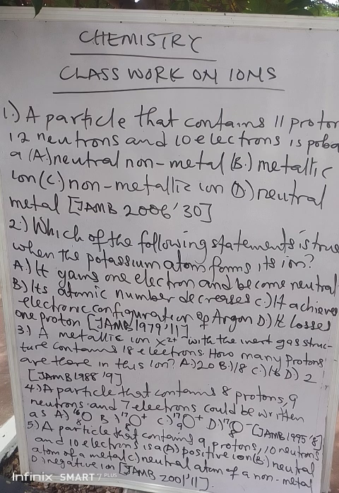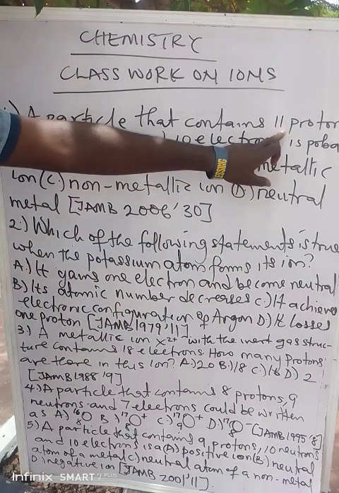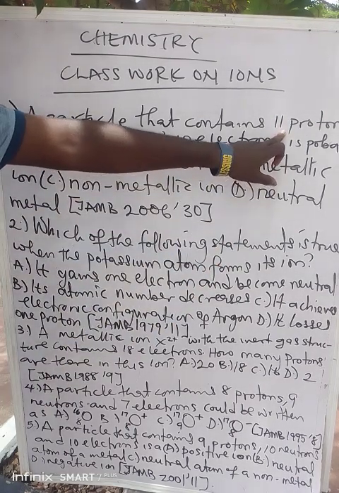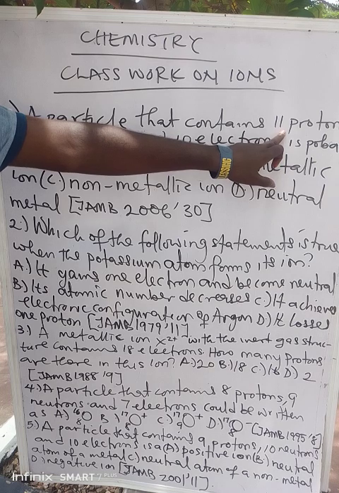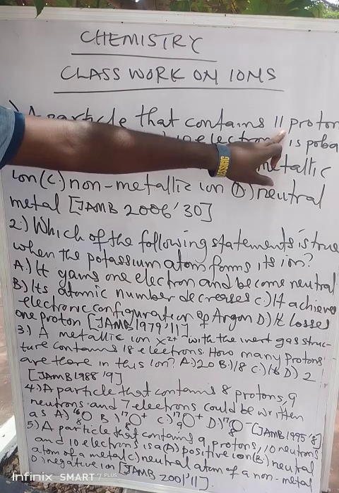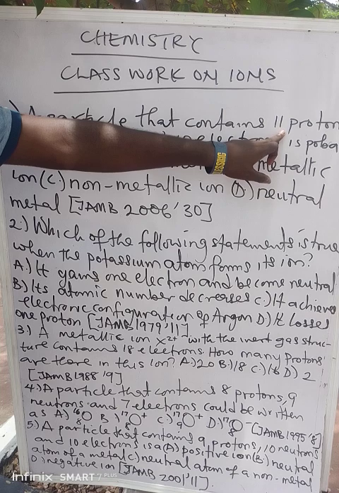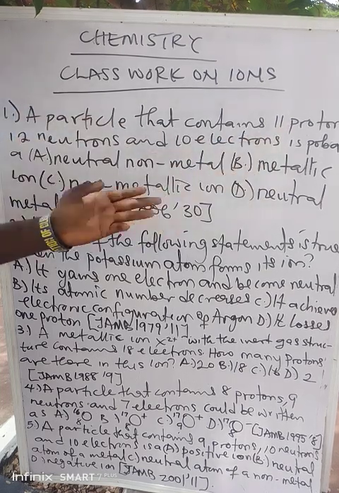What is it? What did you choose? I choose A. What is A? Neutral, non-metal. No, that's not your answer. Let's check. The number of proton is 11. Under normal condition, the 11 is the proton number, that is the atomic number. Under normal condition, it is supposed to also have 11 electrons. But how many electrons does it have?